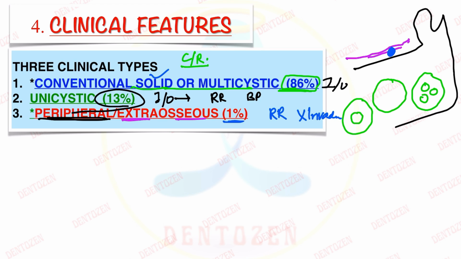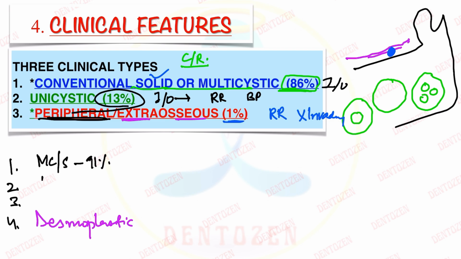Now there is another classification in which the first three types remain the same, but a fourth type has been added, that is known as desmoplastic. Later in the video we'll see why it is added here, but for now you can remember that multicystic or solid type comprises 91% of the cases, unicystic type comprises 6% of the cases, peripheral type comprises 3% of the cases, and desmoplastic type comprises 1% of the cases according to this classification.